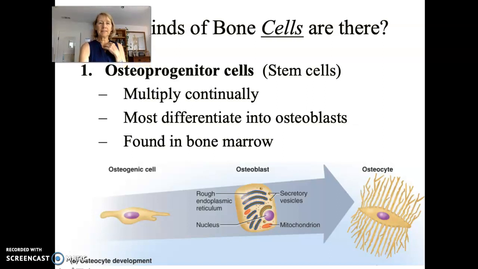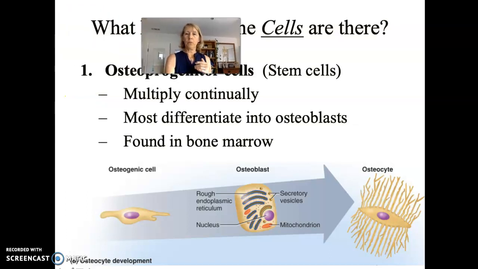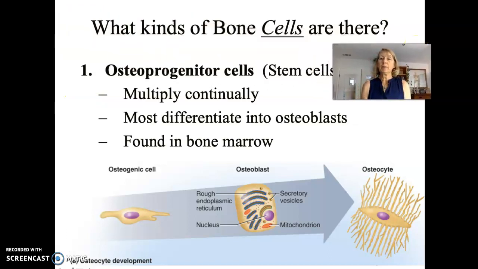Okay, the cells are osteoprogenitor cells, which is stem cells. So a stem cell is the cell that's always reproducing. They're multiplying continually, and most of them are going to become an osteoblast. That's a young bone cell that's going to then become an osteocyte, which is an adult cell. Okay, and these are found in the bone marrow. So again, marrow is housing these.